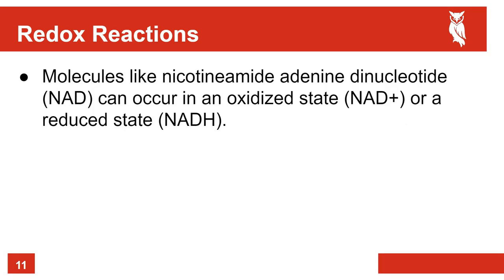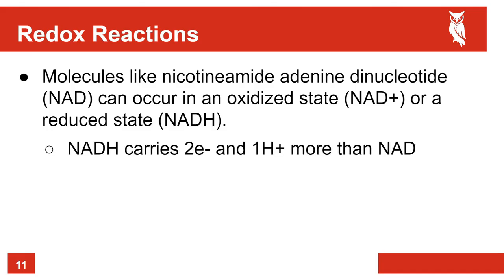Molecules like nicotinamide adenine dinucleotide, NAD, can occur in an oxidized state, NAD plus, which is positive, and a reduced state, NADH, which is neutral. These two forms are important in cellular respiration because these are electron carriers. That's what we'll refer to them as. This is without electrons. This is with extra electrons. These help move electrons from one part of the cellular respiration system to another, usually from the Krebs cycle, or the citric acid cycle, to the electron transport chain.